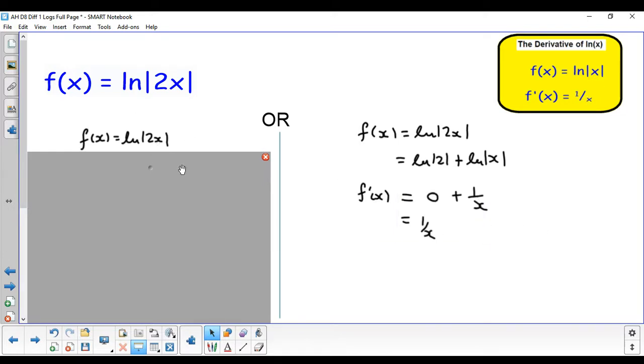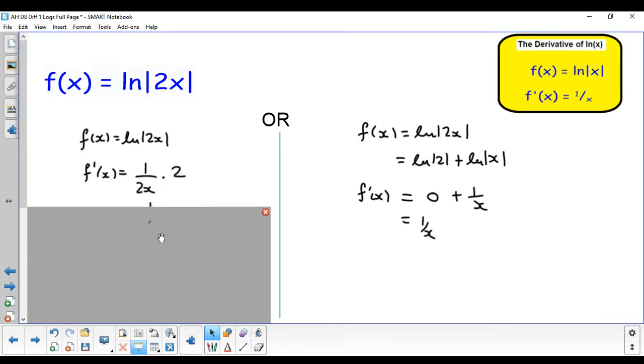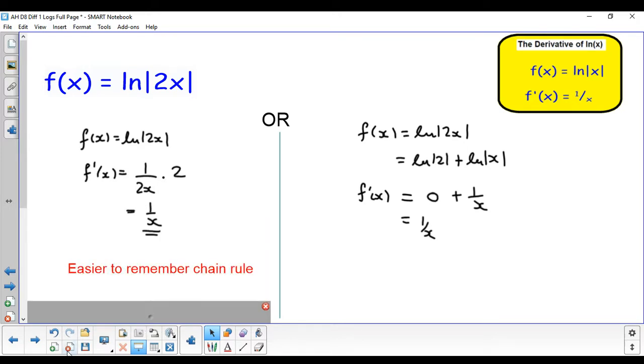So how can we do it a different way? I'm not a fan of separating it if it's a simple function, but if it's complicated, I would separate it. So that can go to 1 over 2x, but watch for the chain rule. The chain rule comes out and then the 2's cancel and you get the same answer. So it's easy to remember the chain rule in this situation. Just do it that way.